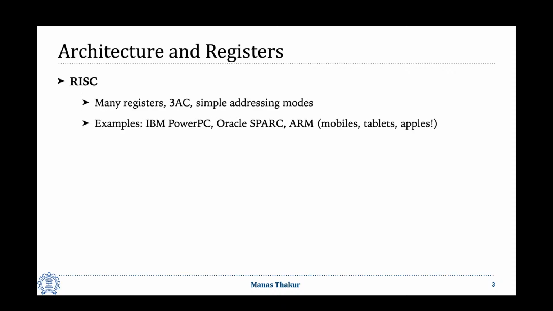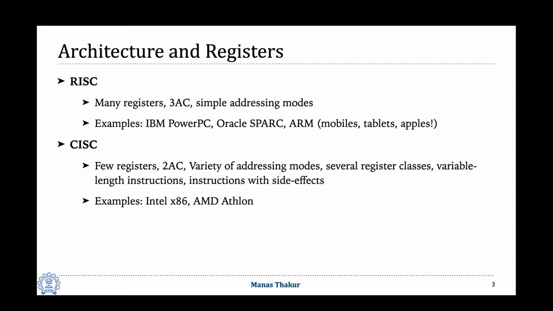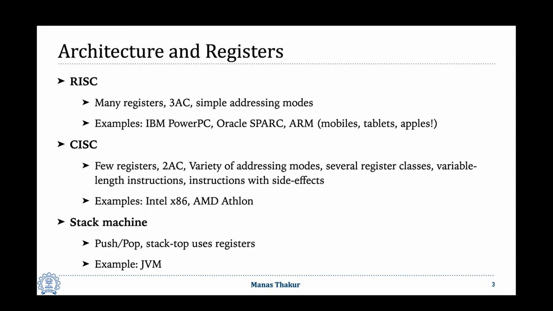Again, RISC kind of computers have many registers. Usually the instructions are smaller, three-address code, simple addressing modes. And in CISC systems, you usually have fewer registers, a variety of addressing modes, a variety of instructions, several kinds of registers, and so on, like Intel x86. There are stack machines also, like the Java Virtual Machine, in which the only register in some sense is the top of the stack. There is no separate set of registers available. So when you write a compiler, somebody would ask you, are you writing it for a stack machine or for a register-based architecture?